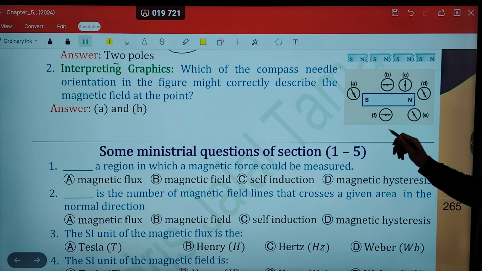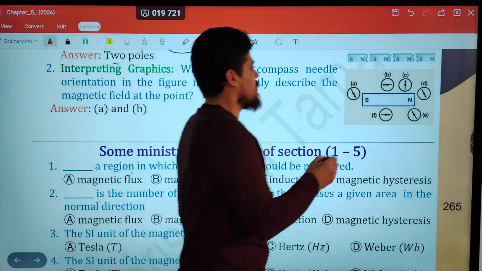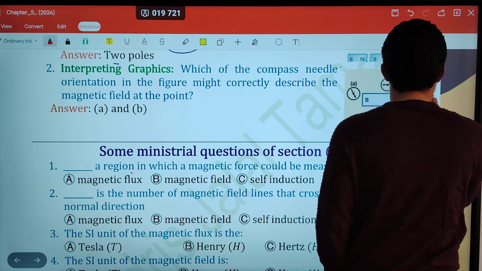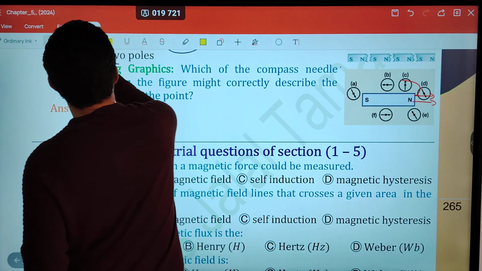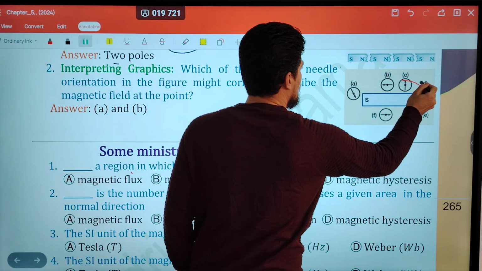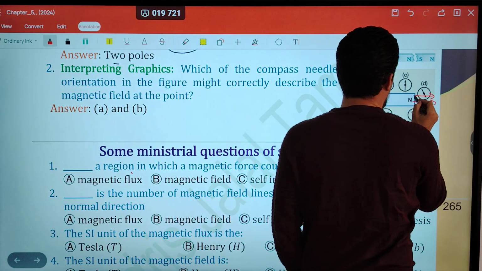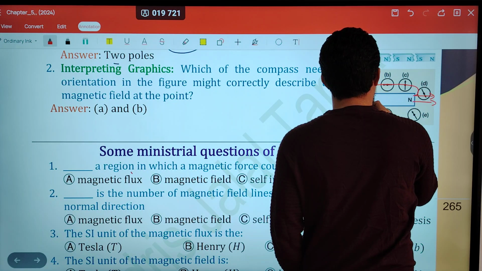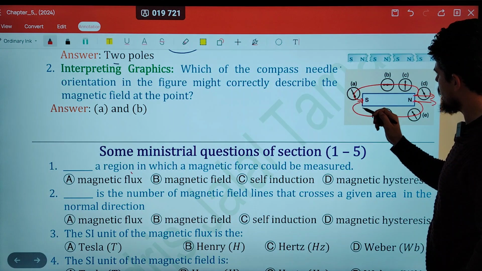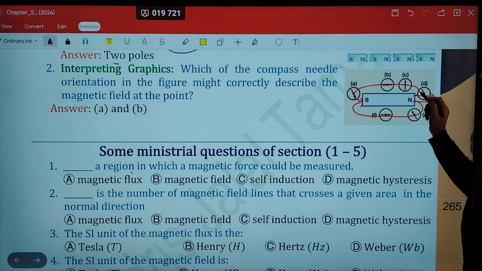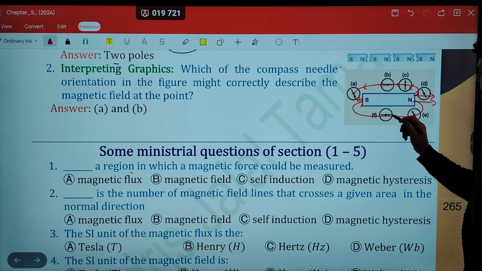If you remember, we studied that the magnetic field lines usually come out from the north and go to the south. These are the field lines. The field lines usually come out from the north and go to the south.